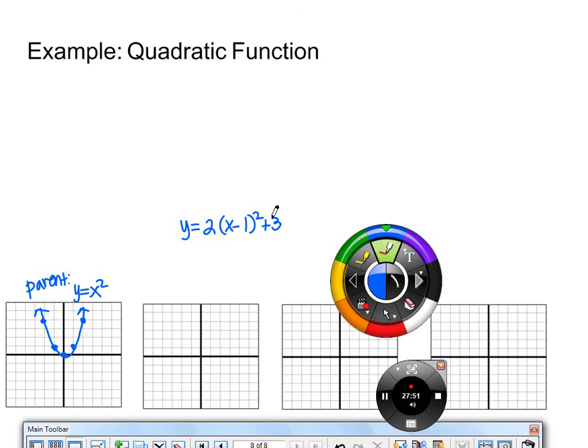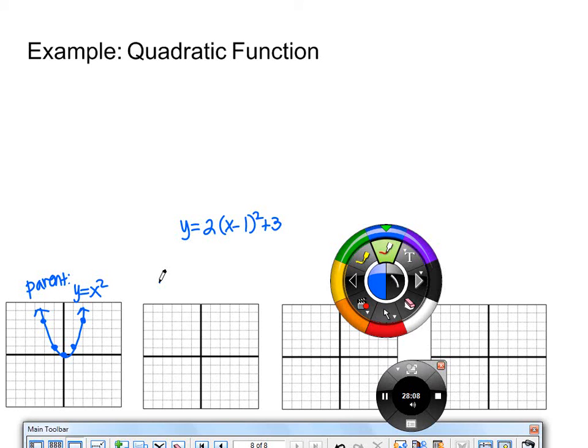Then open up your door and write down this equation. So y equals 2 times x minus 1 squared plus 3. And then we're going to list all the transformations.